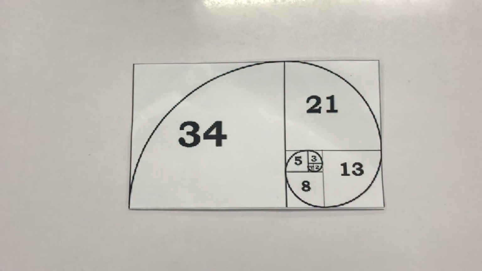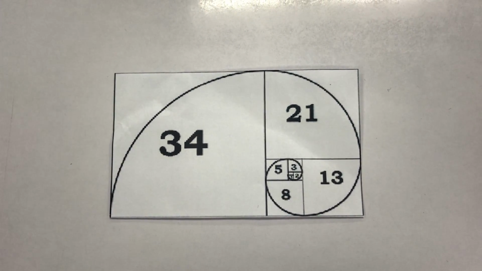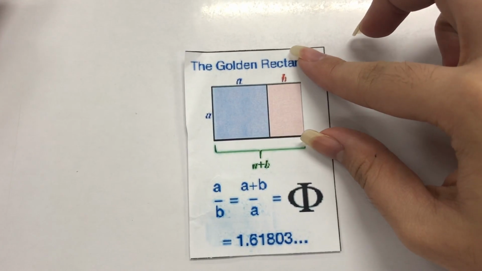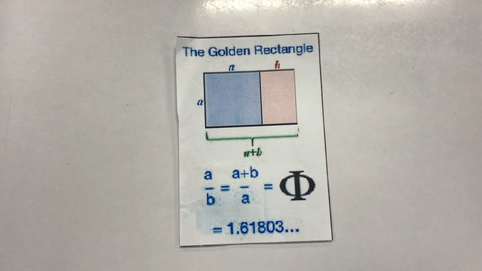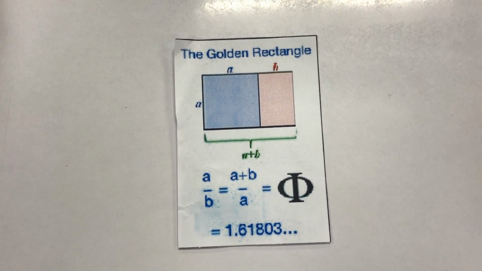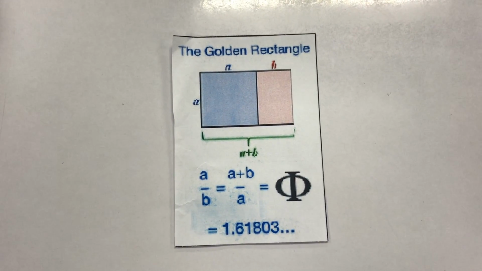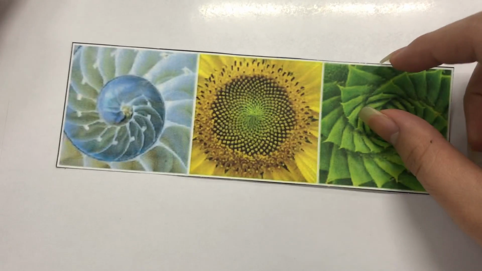When we take any two successive Fibonacci numbers, the ratio is very close to the golden ratio, which is a special number approximately equal to 1.618. The Fibonacci spiral uses phi, or the golden ratio, as its basis, and it is this spiral that can be spotted in nature as well as in art.